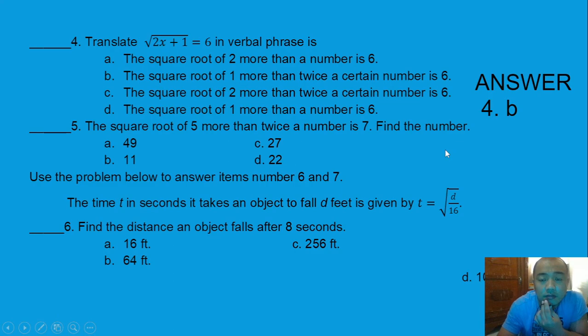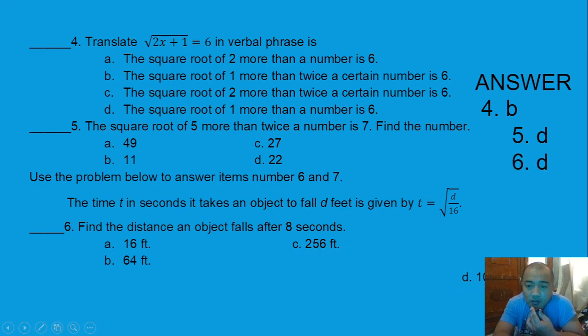You can answer this orally, right? Square root of 5 more than twice a number. So the square root of 2x plus 5 is 7, so 2x plus 5 is 49. 49 minus 5 is 44, divided by 2 is 22. The answer is D. Next, use the problem below to answer items number 6 and 7. The time t in seconds it takes an object to fall d feet is given by t equals the square root of d over 16. Find the distance an object falls after 8 seconds.